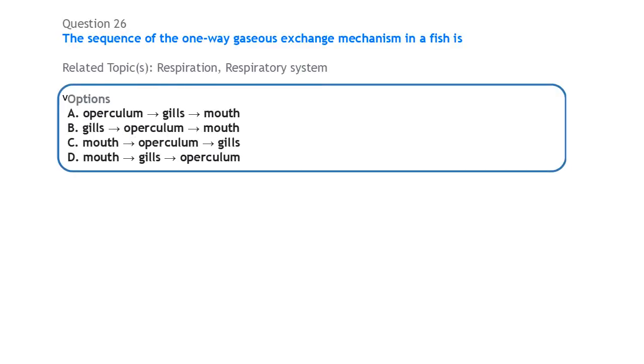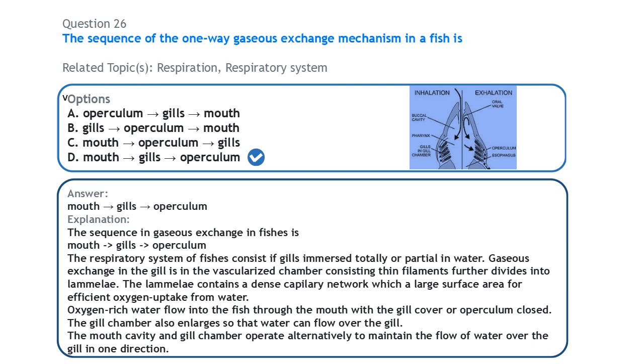Alright, first question here on respiration. The sequence of the one-way gaseous exchange in a fish is... So the sequence is starting from the mouth. Okay, so the gas goes into the gills and then the operculum. So you have from the mouth to the gills and the operculum.